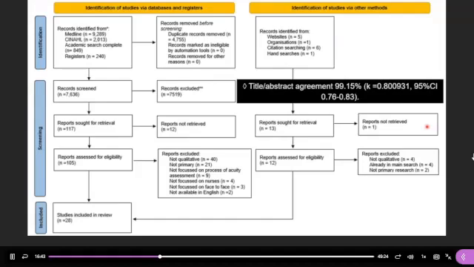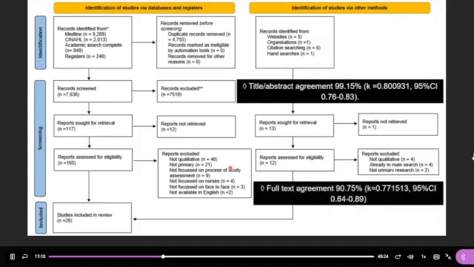Reports were assessed for eligibility, and we excluded based on the criteria seen here. At the same time, we searched the grey literature. We searched websites, organisations, we searched citations contained in our included papers, and we hand-searched journals. We saw 13 records and couldn't retrieve 1. We assessed 12 for eligibility and excluded 10 of those records. The full text agreement was 90.75% with a Cohen's kappa of 0.77. We finally included 28 studies in the review, all of them qualitative.